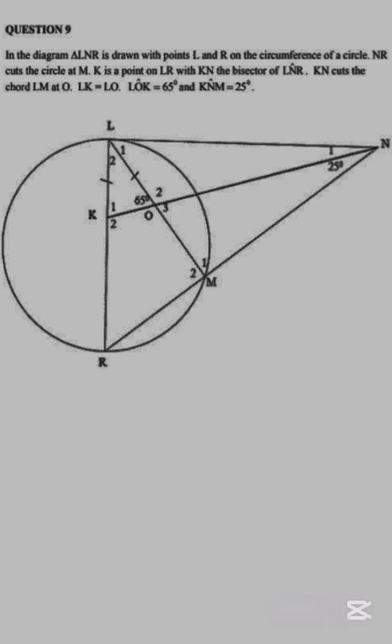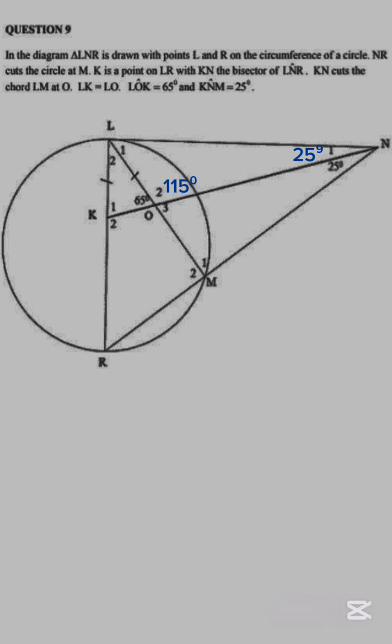Angle O2 is on the straight line with angle LOK that has the value of 65 degrees. So angle O2 is equal to 180 degrees minus 65 degrees, reason: angles on a straight line. Angle O2 is equal to 115 degrees. Angle O3 is vertically opposite angle LOK that has the value of 65 degrees. So angle O3 is equal to 65 degrees, reason: vertically opposite angles.